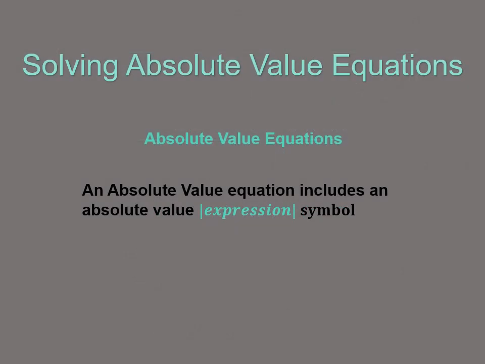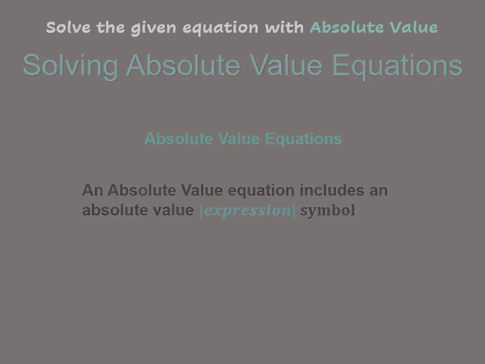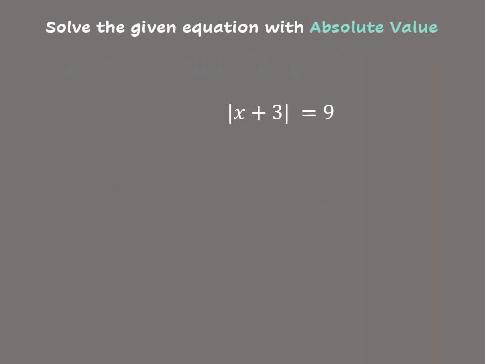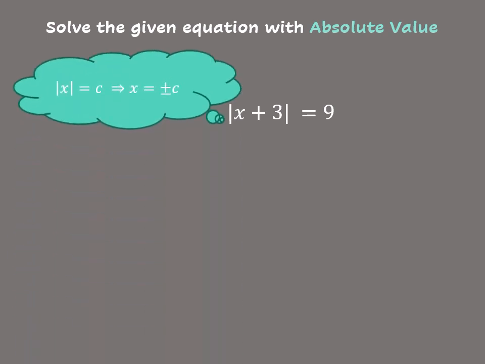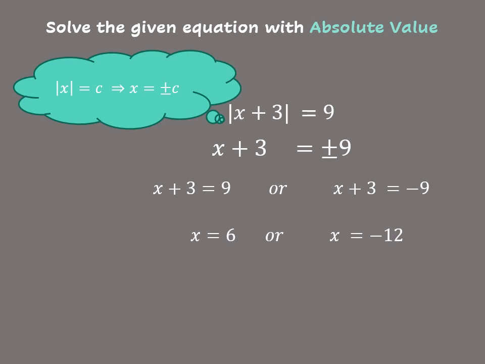Absolute value equations, they have absolute value. So keep in mind the absolute value of any number is the distance of that number from 0, and the result is always positive. So if we have absolute value, the quantity inside that absolute value could be negative or positive. So if we have the absolute value of x plus 3 equal 9, then x plus 3 could be equal to plus or minus 9. So we have two equations. Now solve for x. Therefore, the solution is 6 and negative 12.